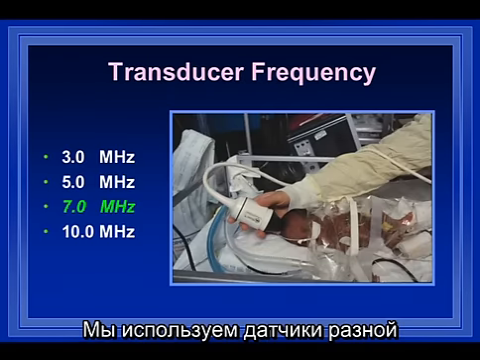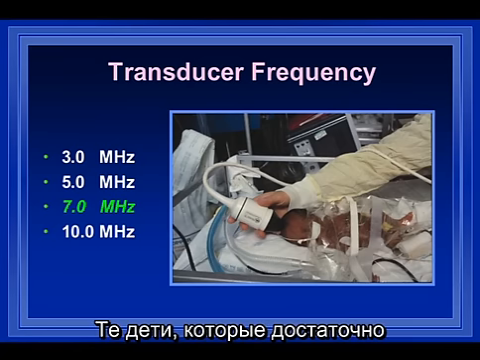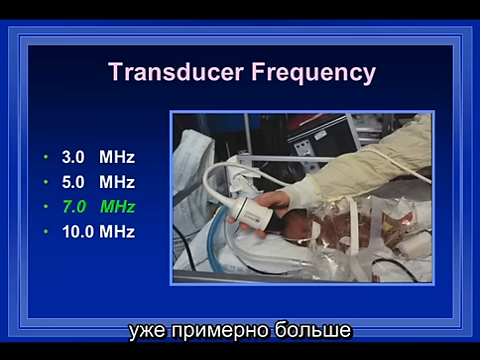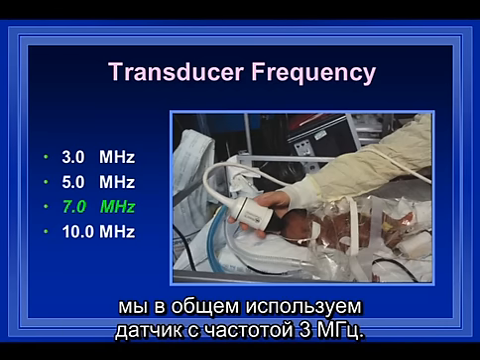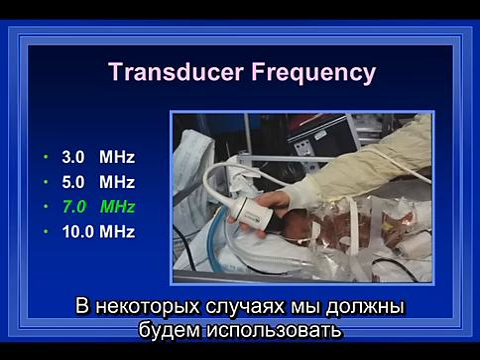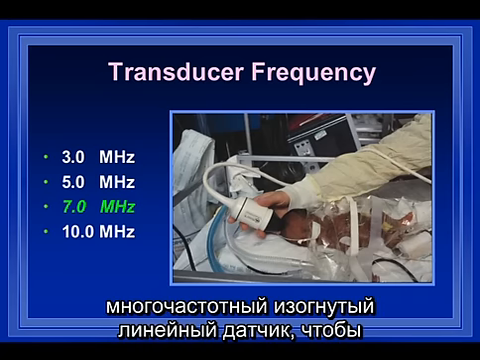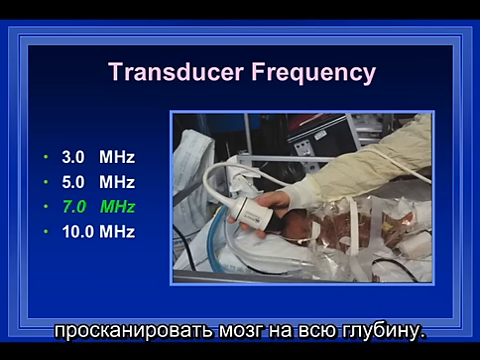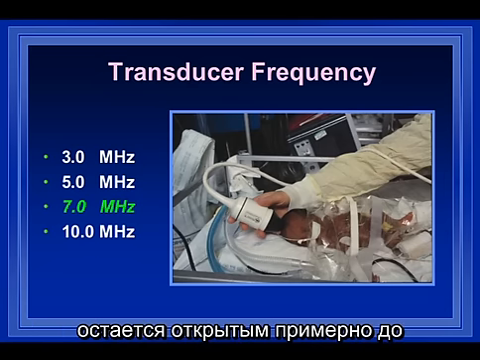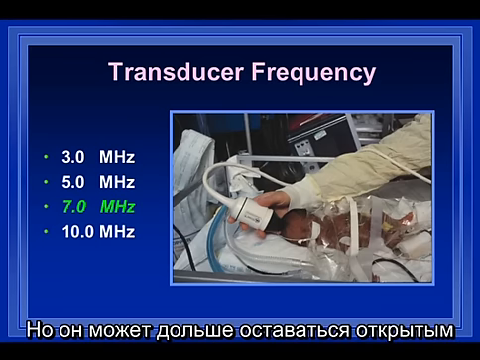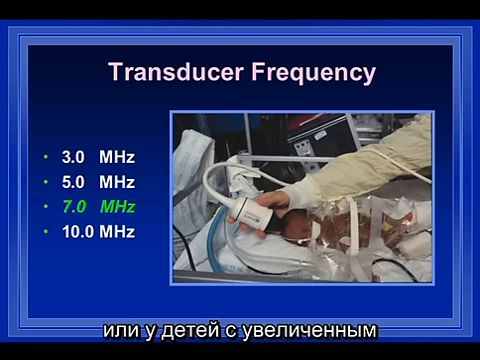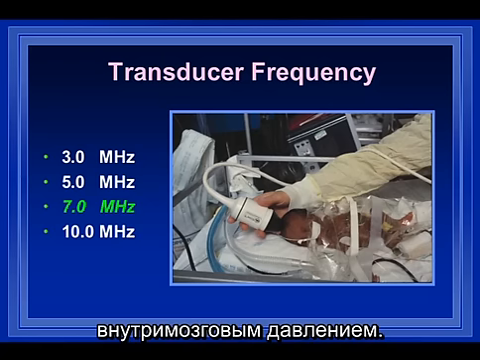We use a variety of transducer frequencies in the infants. In those babies who are quite large, those who are more than approximately 5 to 6 months of age and who are full term, we will generally use a 3 megahertz probe. We will at times have to use a curvilinear broad bandwidth so that we can penetrate to the depths of the brain. Normally the anterior fontanelle is open until about 9 to 18 months of age. This could be open longer in babies who are premature or babies who have increased intracranial pressure.